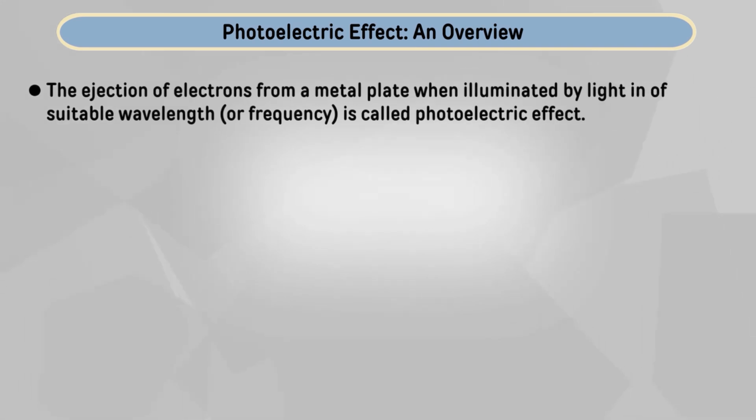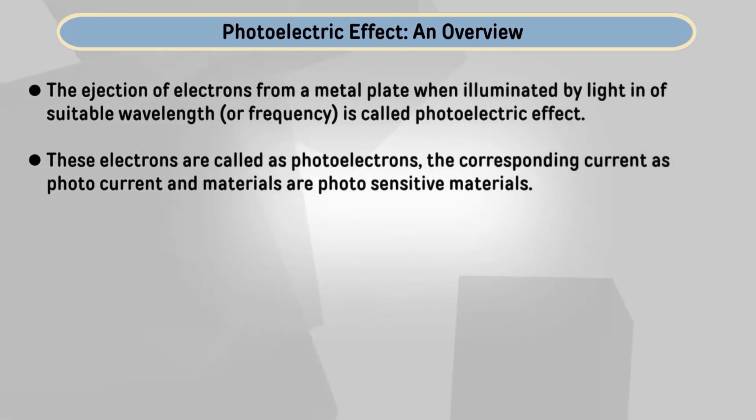So, first of all, let us get an overview of the photoelectric effect, which was covered in one of the lectures dedicated to this particular topic. What we know is that the ejection of electrons from a metal plate when illuminated by light of a suitable wavelength or frequency is called the photoelectric effect, and the electrons emitted through the falling of that light are known as photoelectrons, and the corresponding current generated through the flow of these electrons is known as photocurrent, and the materials related to this phenomenon are known as photosensitive materials.